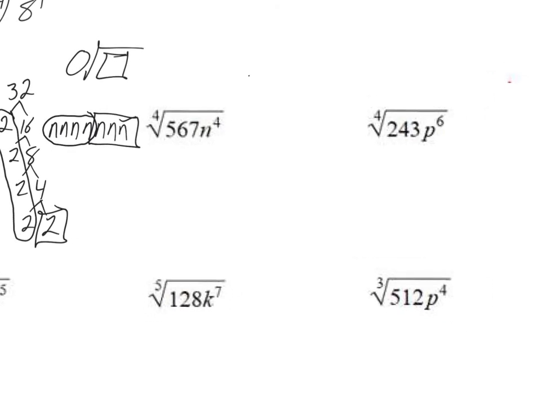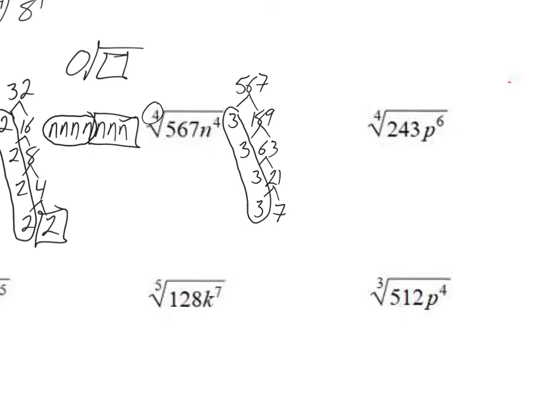We have 567. That splits up to be, 2 doesn't go into it, so we're going to do 3. 3 and 189. 3 and 63. 3 and 21. 3 and 7. We have a 4th root again, so I want to figure out what do I have 4 of. 1, 2, 3, 4. I have 4 3s. The 7, I don't have any pairs of that, so I'm going to leave that alone.